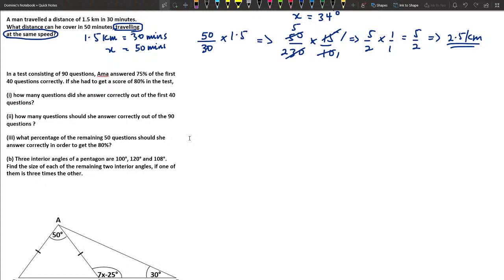Okay, so the next question we have. In a test consisting of 90 questions, Amma answered 75% of the first 40 questions correct.